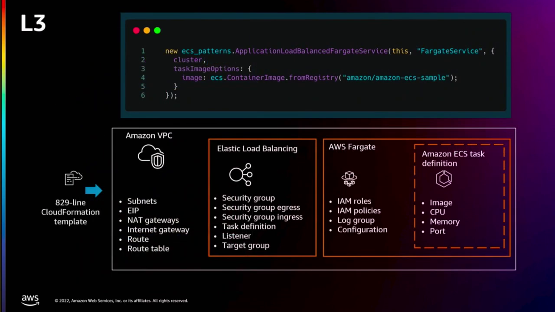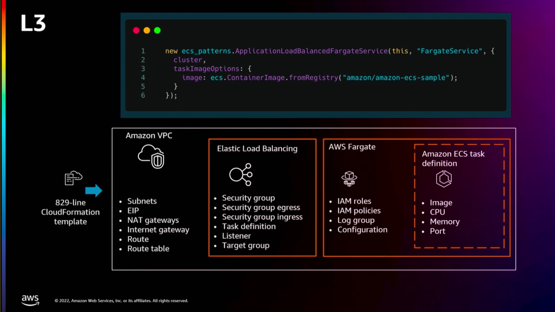And then finally, and this is one of my favorite constructs, we have level three. This is an application load balanced Fargate service. If you're deploying Fargate services into the cloud behind a load balancer, chances are you're doing what this thing does. With really just three or four lines of code here, we're creating everything from the task definition to the service to the load balancer. This thing can actually create a VPC for you.